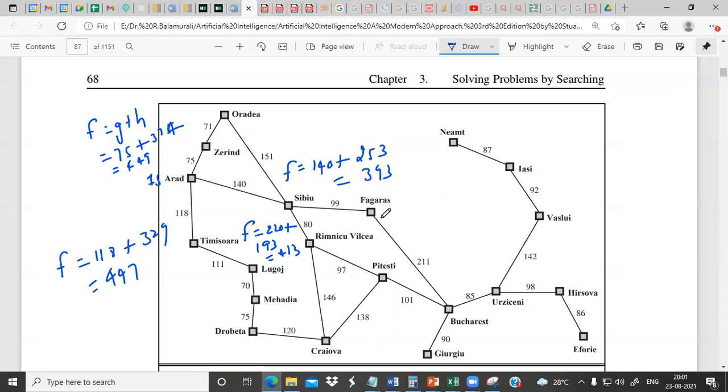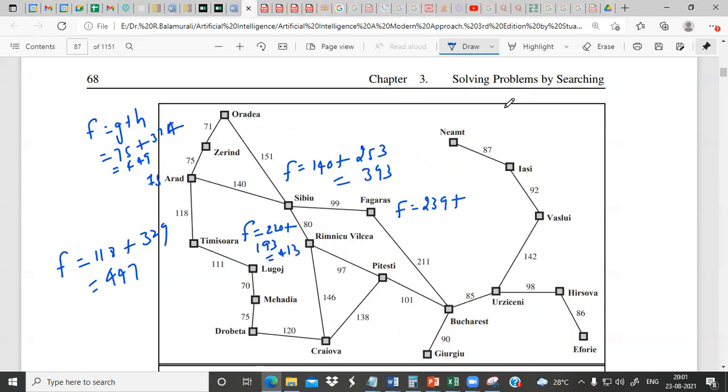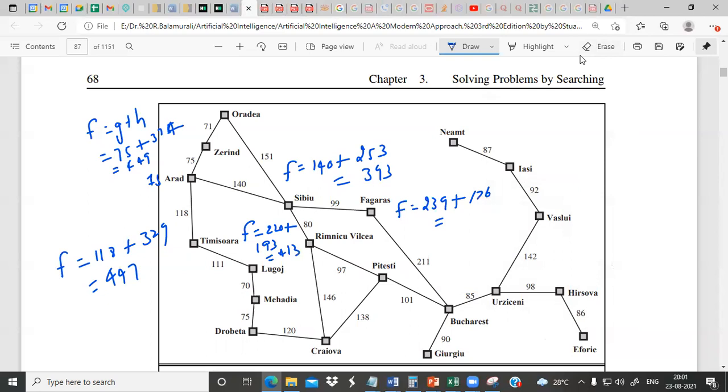Similarly, if you see Fagaras, 140 plus 99 is 239, so its G value is 239. Its H value is 176. So 239 plus 176 is 415, which is less than 420. So this can also be included.